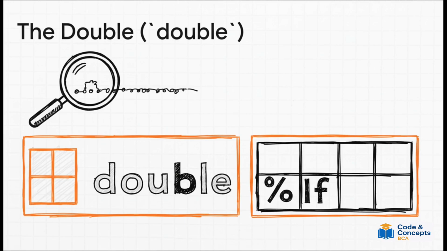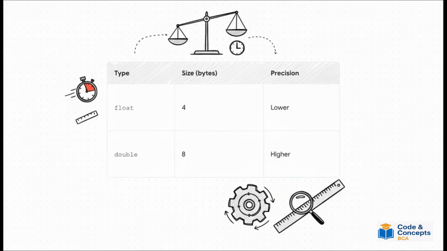It also stores decimal numbers, but it uses double the memory, 8 bytes, which means it can handle way more digits after the decimal point. Its format specifier is %lf. You can remember it as long float. And you can see the trade-off right here on this chart.